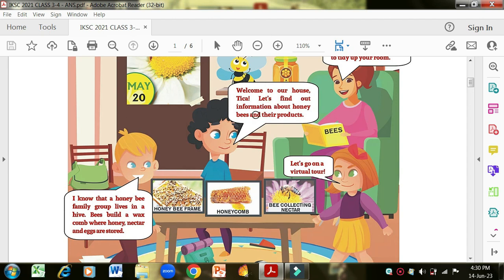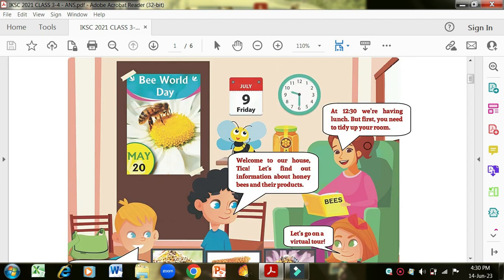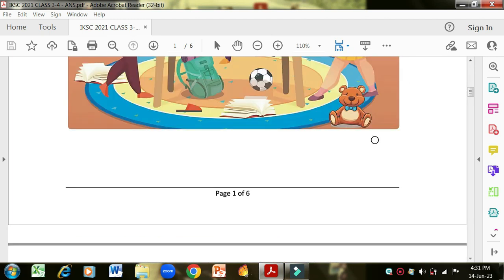Welcome to our house, Tika. Let's find out information about honeybees and their products. I know that a honeybee family group lives in a hive. Bees build a wax comb where honey, nectar, and eggs are stored. Here you can see a honeybee frame. This is a picture of a honeybee frame. This is honeycomb. They make this honeycomb with wax, and this is a picture of the bee collecting nectar. Let's go on a virtual tour. Now see, the mom is saying at 12:30 we are having lunch, but first you need to tidy up your room. Okay. Now let's solve the MCQs.